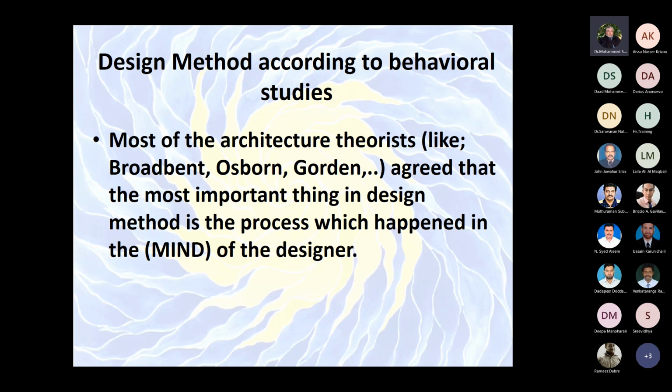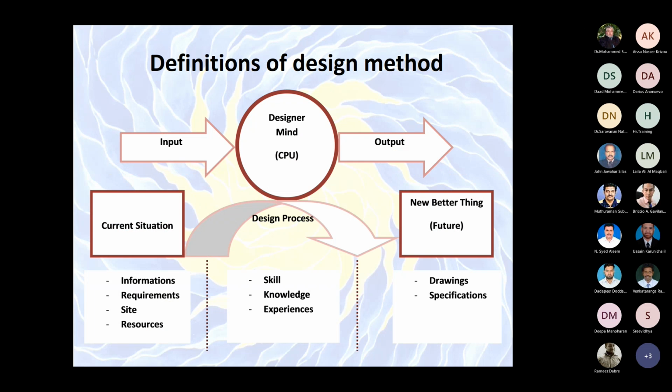So design method according to the behavioral studies, this is another approach. Most of the architecture theorists like Broadbent, Osborne, Gordon, these are main theorists in architecture, agreed that the most important thing in design methods is the process which happened in the mind of the designer. This is the main point. It is related to the process or procedure that happened in the mind of the designer or the architect or the engineer. So this is a diagram I made for that.